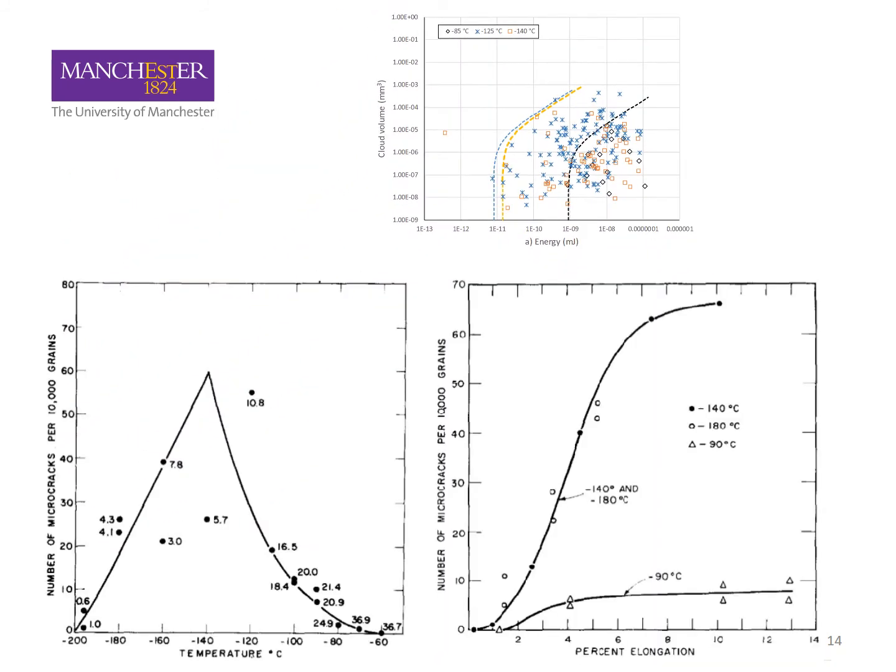This data compares quite nicely to McMahon's data, where he showed the fraction of microcracks were very similar for -140 and -180, which were both much higher for the same percent elongation than the -90 data.